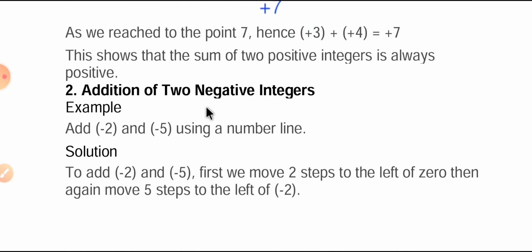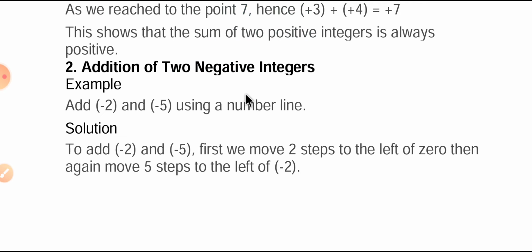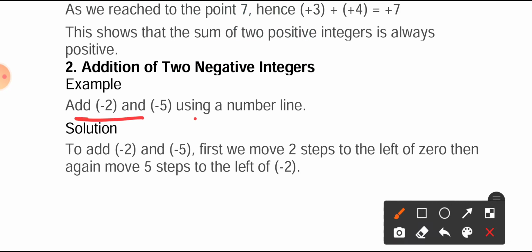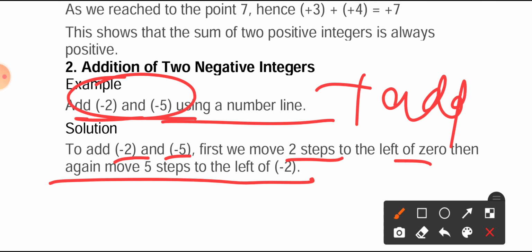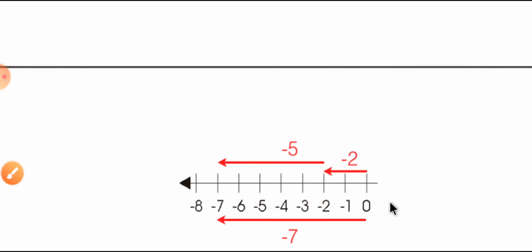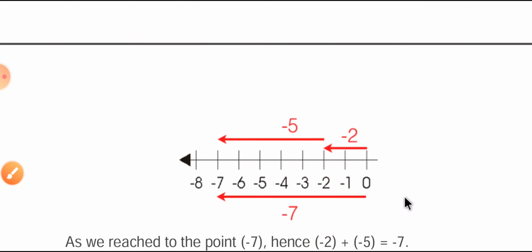Second one, addition of two negative integers. How to add any two negative integers that are given. So first you can see that here -2 and -5 both are negative integers and we have to add using the number line. So to add -2 and -5, first we move 2 steps to the left of 0, then move 5 steps to the left of -2. So here you can see that the integer given is negative and we know that it always lies on the left of 0.